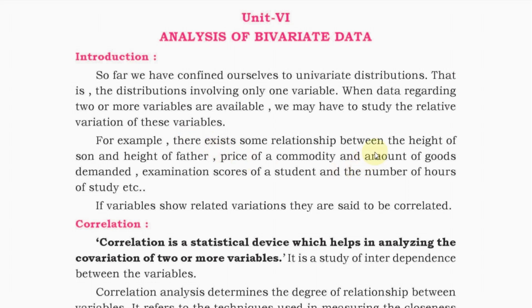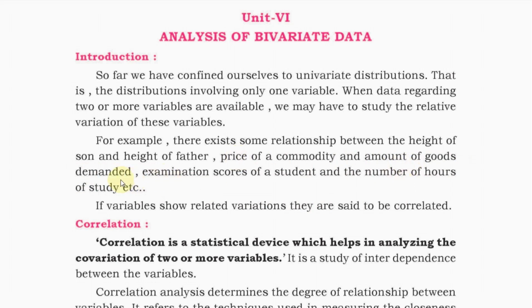In the above examples, all of them have two variables. For example, look at the first example. Height of the son is one variable and height of the father is another variable. Consider them as x and y. If x and y show related variations, that is, one affects the other or vice versa, or if they are affected by external factors, then we say that the two variables are correlated. Price of the commodity and the amount of goods demanded, so price and demand.